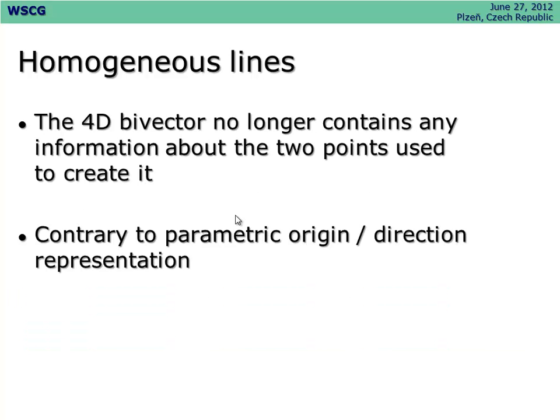But notice that after those calculations are done, after you take q minus p and p cross q, p wedge q, there's no longer any information about the points that were used to create the line. So you have this representation of a line, but the points that you actually used to make it are no longer there. You can't recover those points once you've thrown them away. And this is different from the typical parametric formulation for a line, where you have p plus vt, where you're carrying around a point on the line with you all the time.